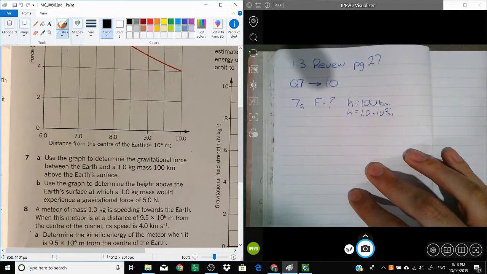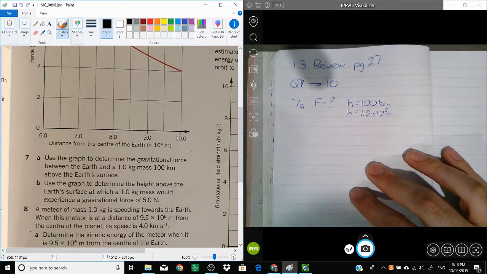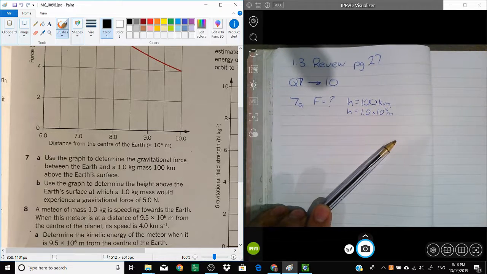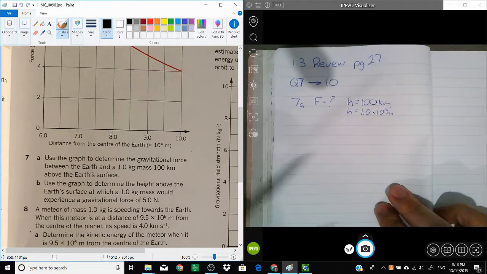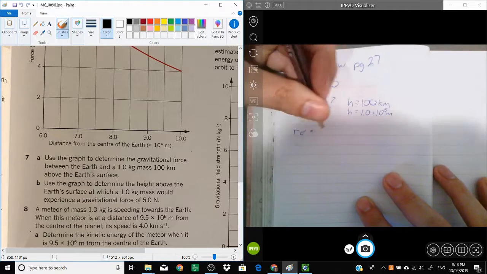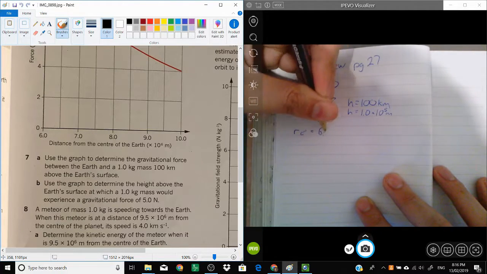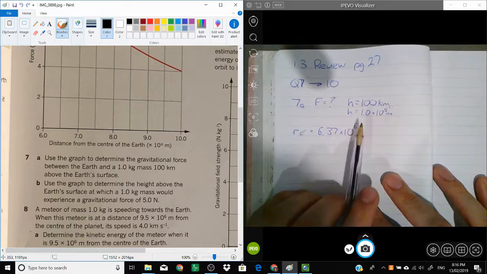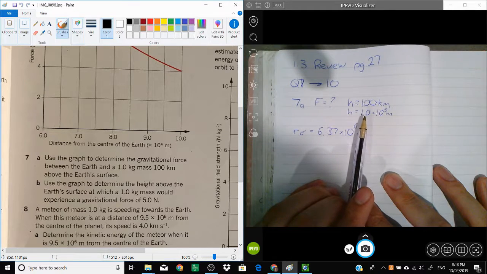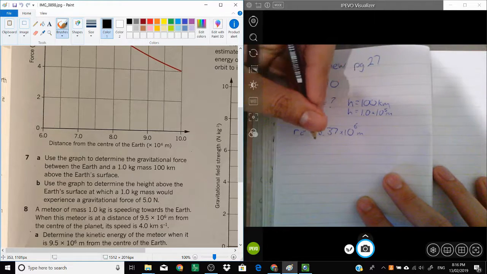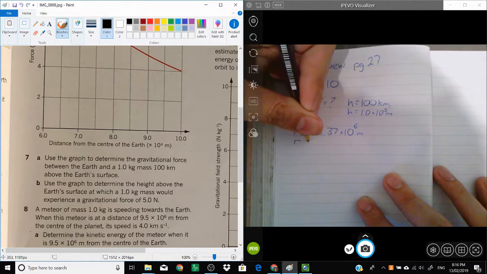Now consider what we're doing here. There is the radius of the Earth. I'm just going to pull out my data pack. The radius of the Earth equals 6.37 times 10 to the 6 meters. You notice that we're above the radius of the Earth by 1.0 times 10 to the 5, which would basically add on another value here. It would be 6.47.